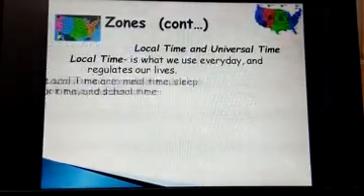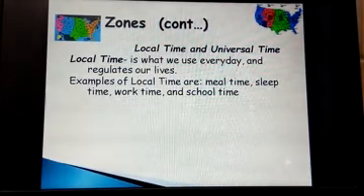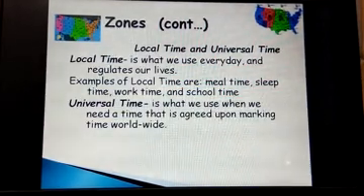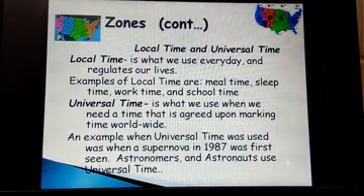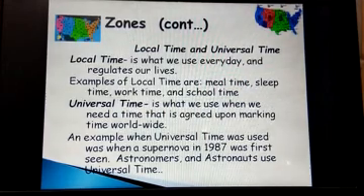Local time, universal time. What is local time? The time we use every day and which regulates our life is called local time. Like what time you sleep, what time you wake up, what time you go to school. That is known as the local time that you use. Universal time means all the countries in the world use the same time. That is known as universal time. Though our watches differ, this common time has been used by astronomers and astronauts since 1987.